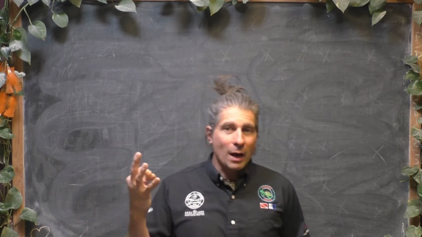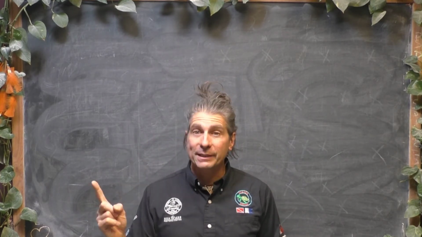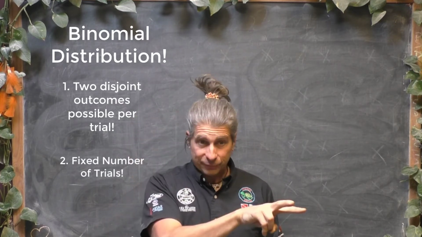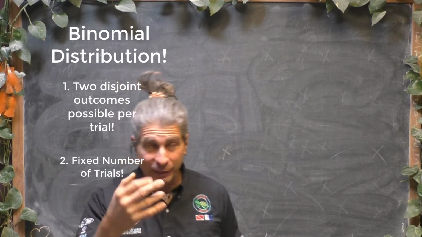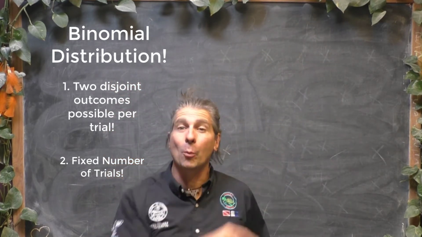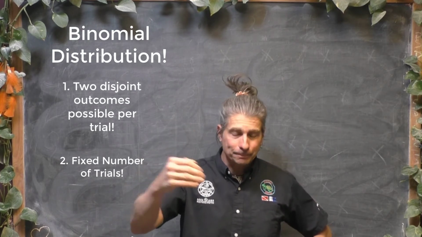So the 3 requirements again for a binomial: got to have 2 outcomes. Either something happened or it didn't. Fixed number of trials. So 4 pullets in this case. Now, we actually did 4 different distributions: 1 pullet, 2 pullets, 3 pullets, or 4 pullets. In your homework, you're going to do 5. But regardless, it's fixed at the beginning.